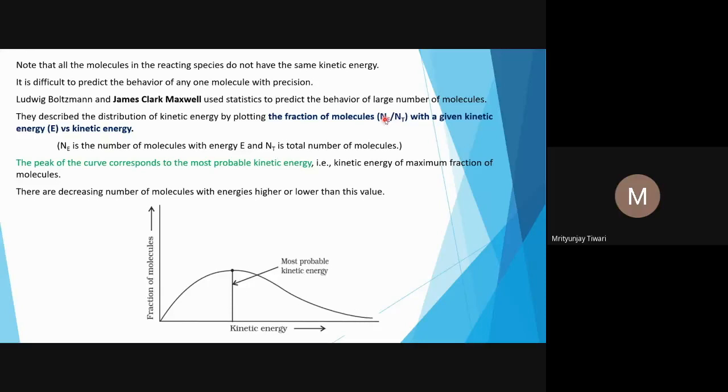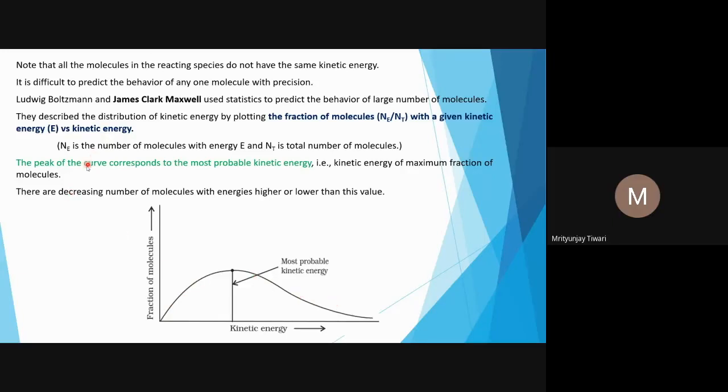Suppose Ne is the number of molecules with energy E and Nt is the total number of molecules, the fraction will be represented. The fraction of molecules with energy E will be Ne by Nt. So that is what Ne by Nt is plotted against the kinetic energy of the molecules, and that is the kind of distribution they obtained.